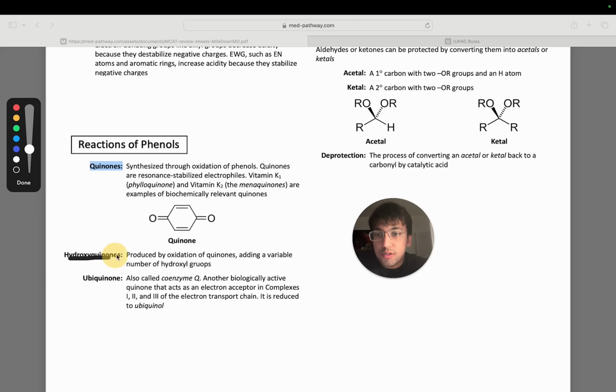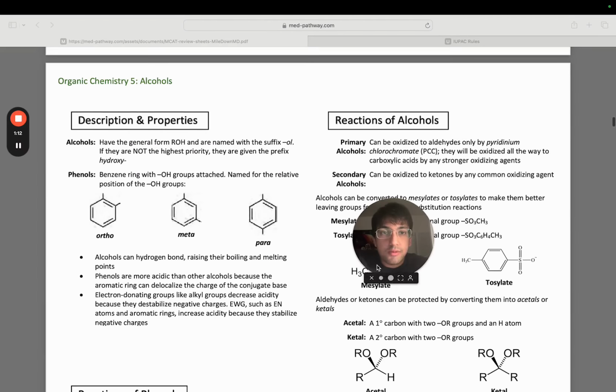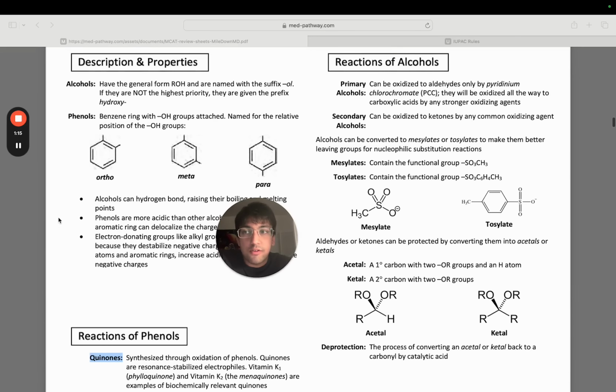Okay, hydroxyquinones are basically produced by oxidation of quinones, and we add a variable number of hydroxyl groups. Then you have ubiquinone. This is kind of important for biochemistry. Ubiquinone is coenzyme Q. That's one of the things in the electron transport chain. So when you're producing ATP from a molecule of glucose, you use this ubiquinone, which is coenzyme Q. All right. Next, let's talk about reactions of alcohols. This is kind of high yield as well.